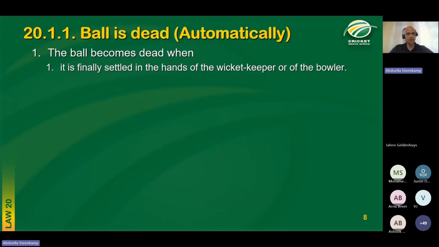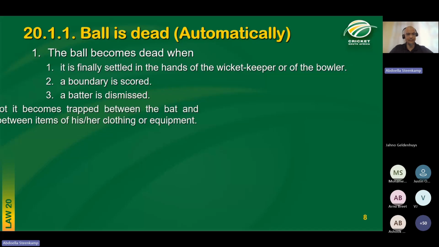Firstly, as soon as the ball is finally settled in the hands of the keeper or the bowler, and it's for the umpires to make that judgment call when the ball is finally settled in the hands of the keeper. This is the first instance where the ball is automatically dead. As soon as a boundary is scored, whether it's a boundary 4 or a boundary 6, the ball is automatically dead. As soon as a batter is dismissed, the ball is automatically dead.